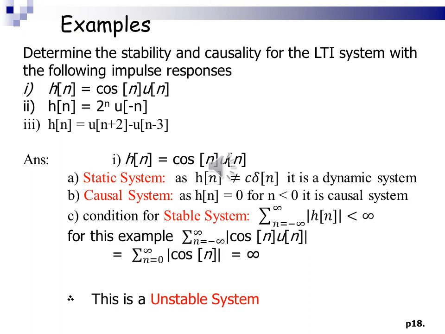Even though cos has positive values as well as negative values, when we take the magnitude, it will convert all of them into positive. So the summation of all infinite samples will result in infinity. As the summation value is infinity, the system will become unstable, because the condition for stability is that the summation of the magnitude of the impulse response should be finite. This is infinite right now, that's why it will become an unstable system.